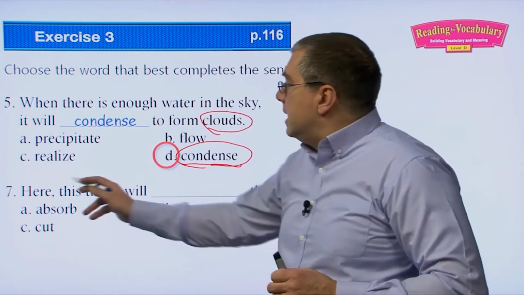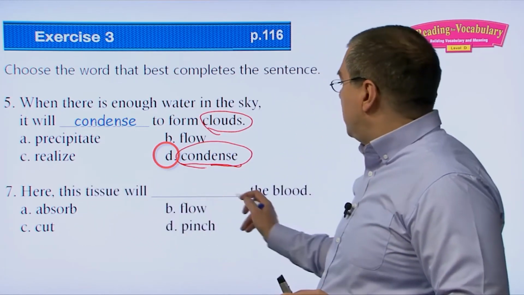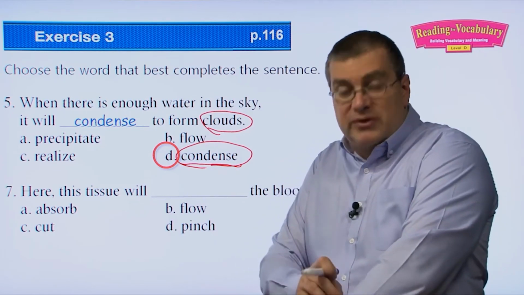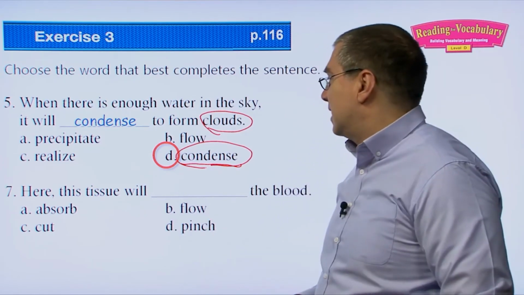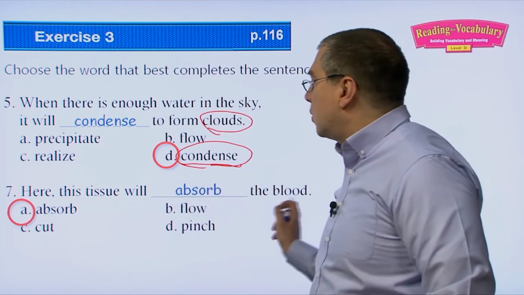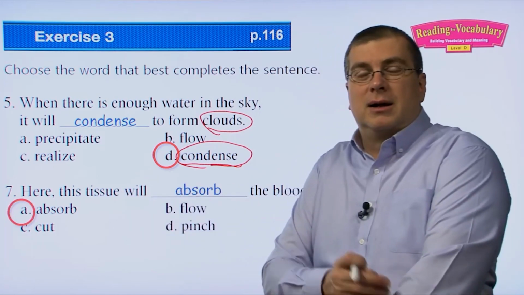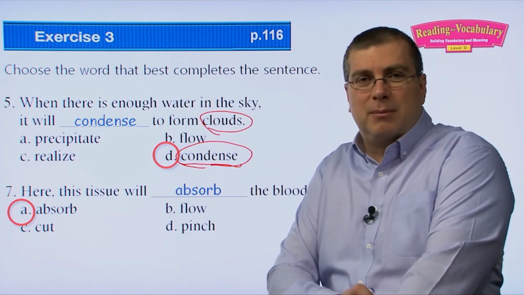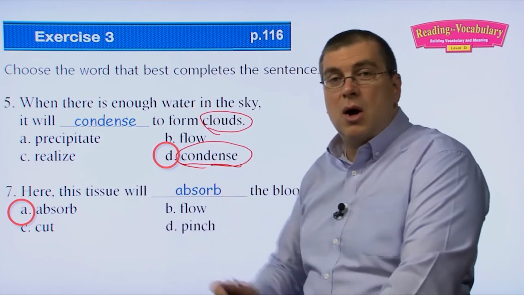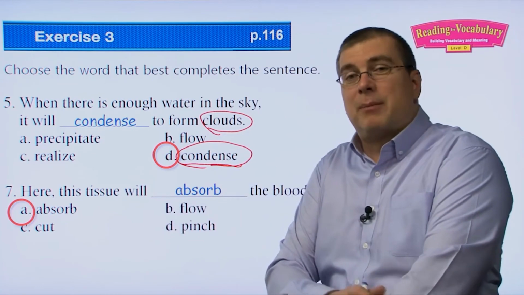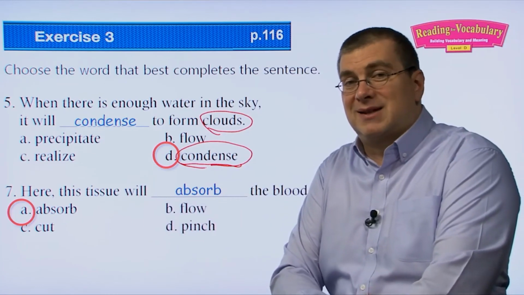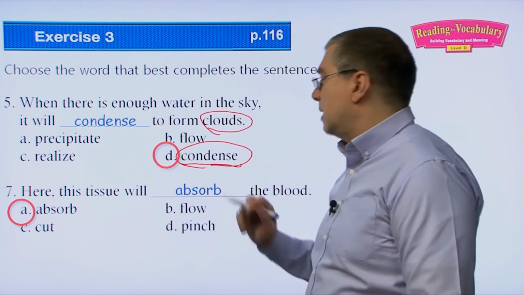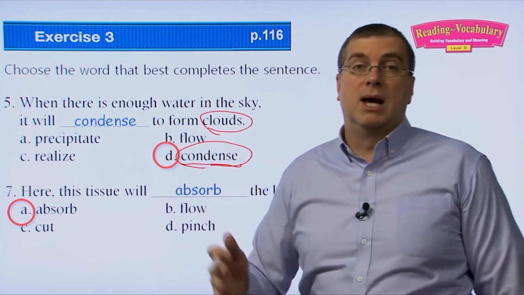Okay. 7. Here, this tissue will blank the blood. So if you're bleeding, oh no, you have to absorb the blood, right? I just gave you the answer, right? This tissue will absorb the blood. You need to not drink it in, but you need to soak it in. You need to stop that blood. So you use a tissue or maybe a bandage to stop the blood. It will absorb the blood and then stop the bleeding. Absorb, not flow, not cut, not pinch, but to absorb the blood.